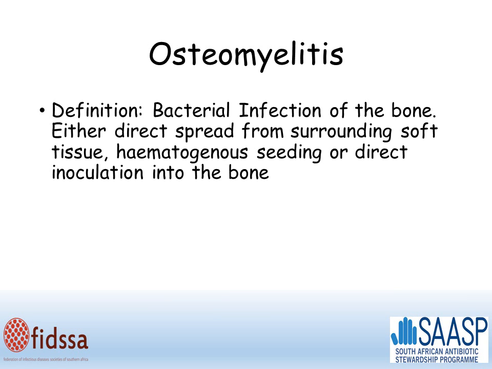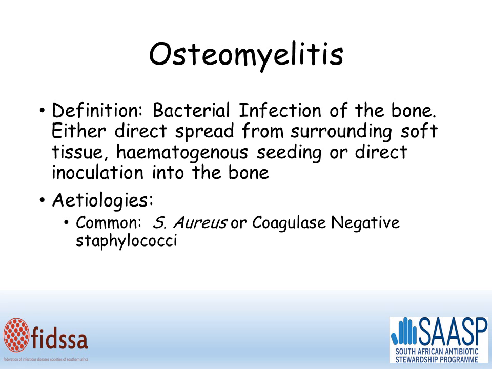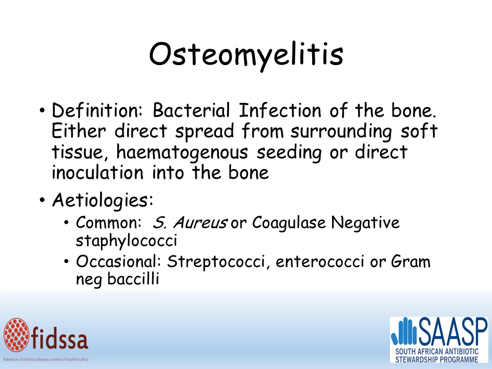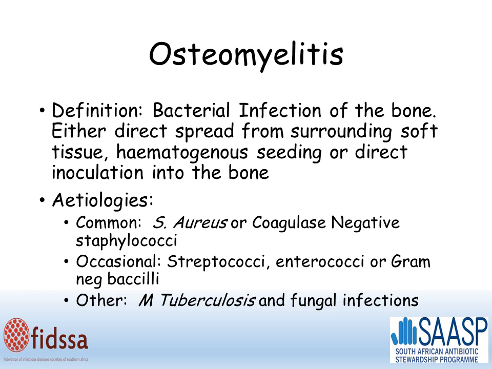Moving on to osteomyelitis, the definition is a bacterial infection of the bone, either through direct spread from the surrounding soft tissue, through hematogenous seeding, or direct inoculation into the bone. Common etiologies are Staph aureus and coagulase-negative staphylococci. Occasionally, there will be streptococci, enterococci, or gram-negative organisms. Tuberculosis and fungal infections, particularly in the immunocompromised, can cause osteomyelitis.